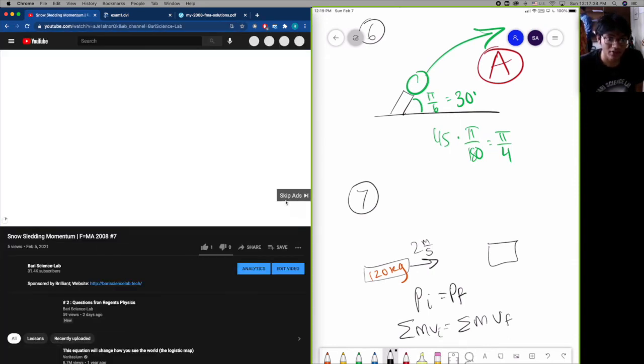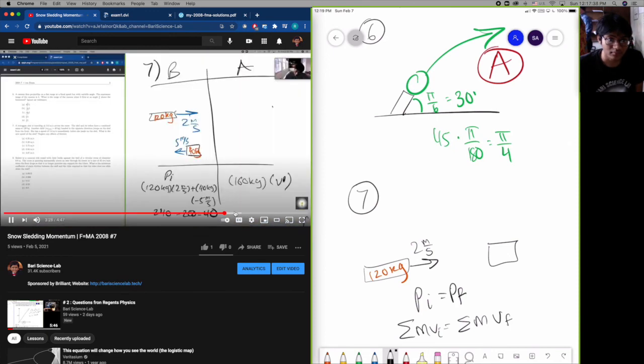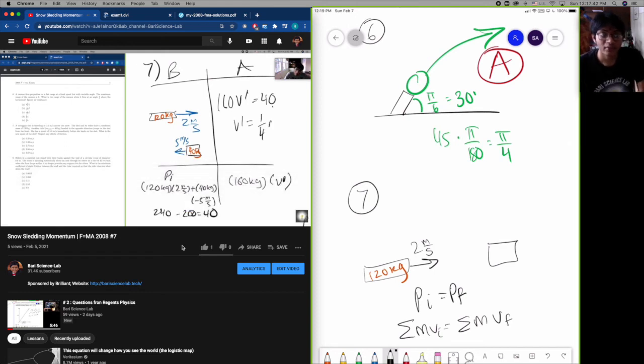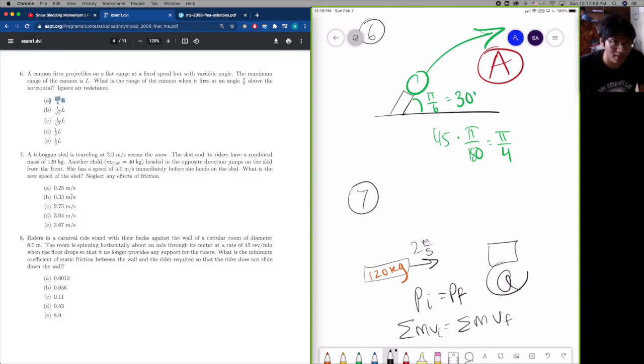So question number 7, let's see what I got. I know that doesn't look like a prime, but it comes out to a number of meters per second, which can also be written as 0.25 meters per second, which looks like choice A. So the answer that I got previously was choice A, which is 0.25 meters per second, the new speed of the sled after it crashes into the other child.